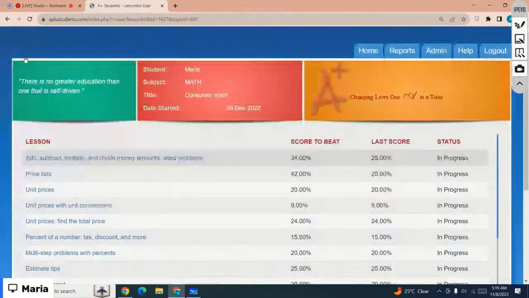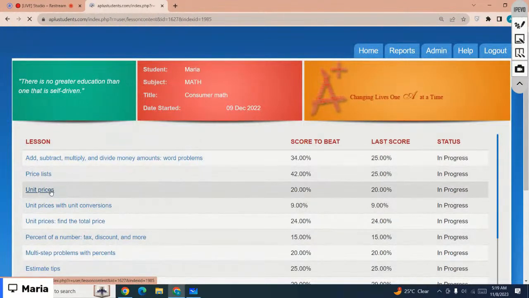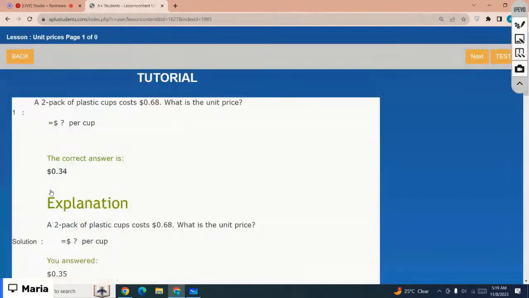The lesson is unit prices, right? Unit price means the price of only one thing. When you are given the price of more than one thing and you need to calculate the price of one thing, what do you have to do? For example, just look at the example. A two pack of plastic cups costs $0.68, so $0.68 is the cost of two cups. You need to calculate the unit price, meaning the price of one cup. How do you calculate it? You divide 0.68 by 2, right? This way you can get the value of one cup.